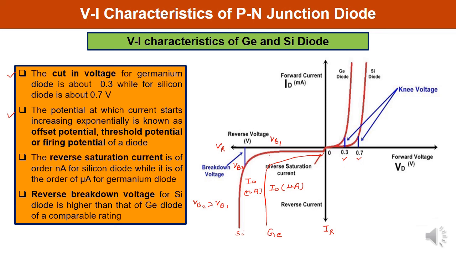It means silicon diode can withstand a higher reverse voltage. About the reverse saturation current I have told you. So you can note down all these points as well. This is how you can compare and plot on the same curve.